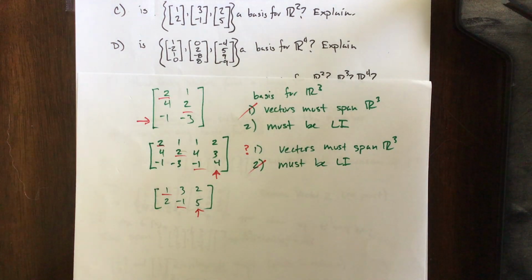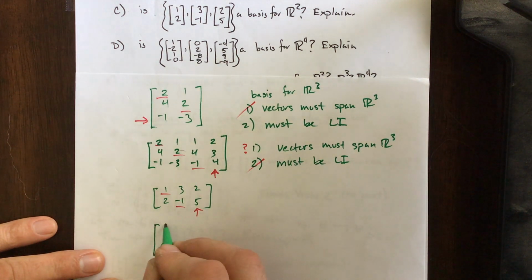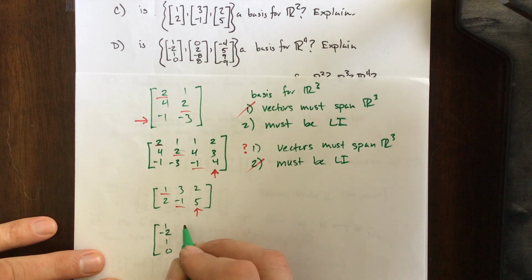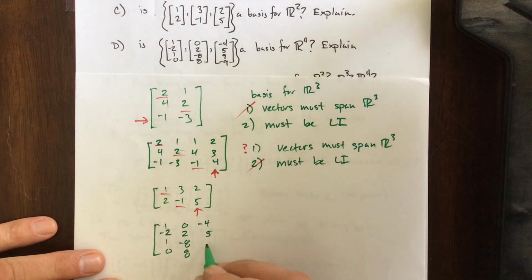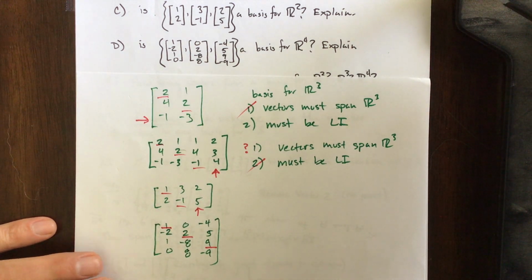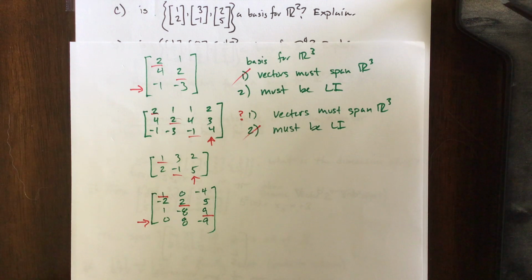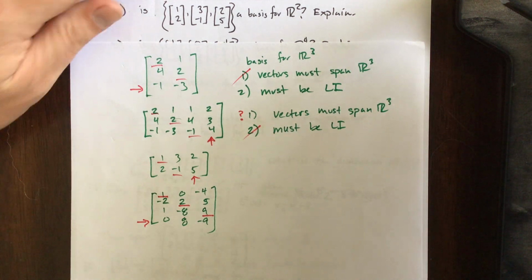How about D? Is D a basis for R4? You probably already are answering these before I go through the line of thinking. The vectors are (1, -2, 1, 0), (0, 2, -8, 8), and (-4, 5, 9, -9). Look where your pivots could potentially be. They could be here, here, and here. Well, that leaves a row without a pivot. And if there's a row without a pivot, then that list of vectors cannot span all of R4. Therefore, it can't form a basis for R4.